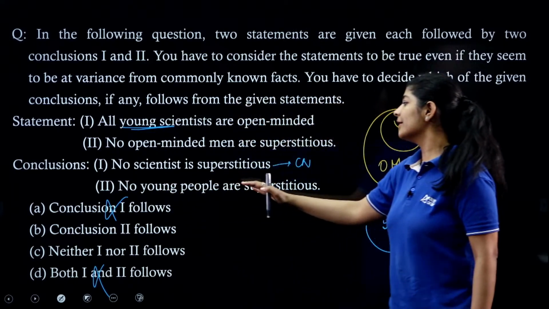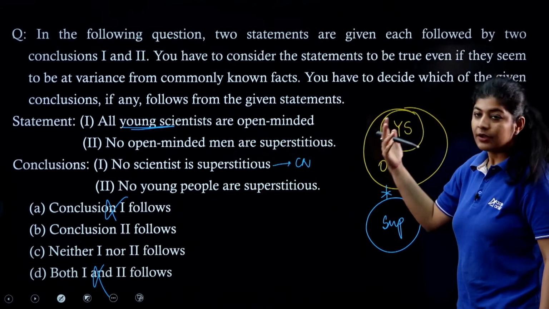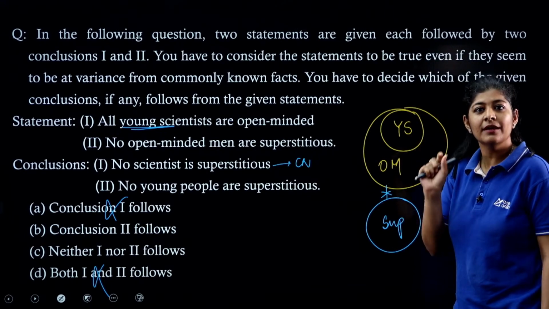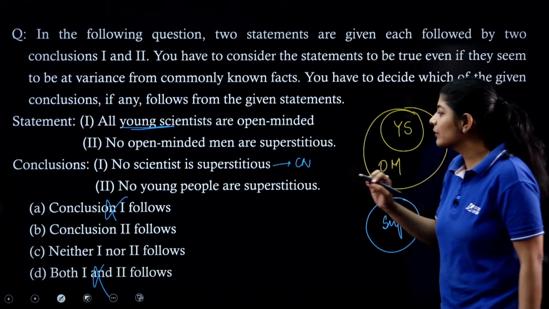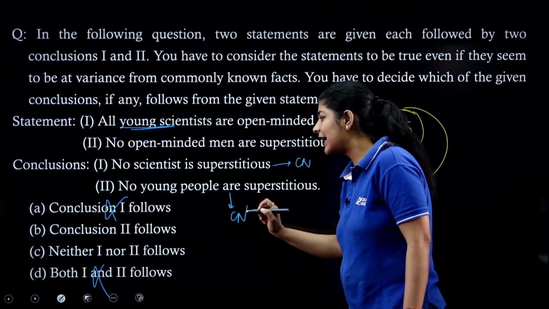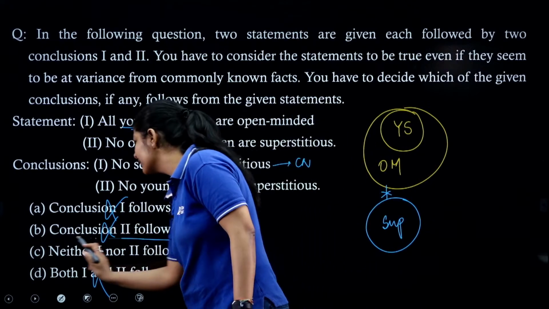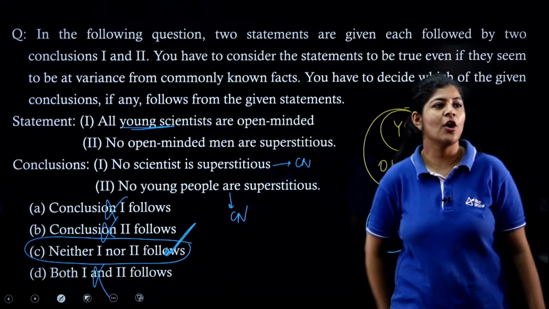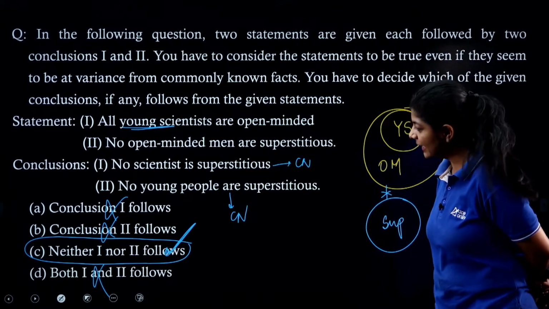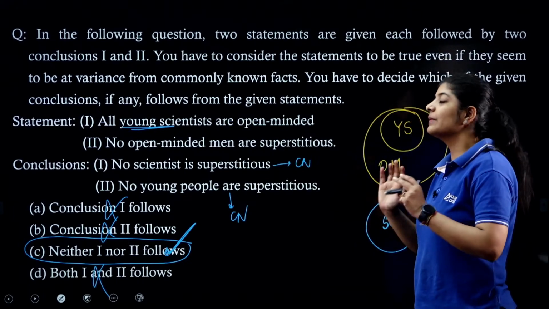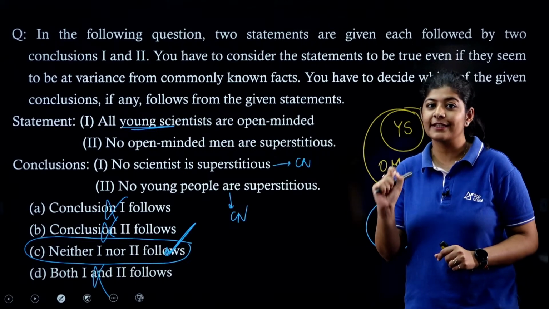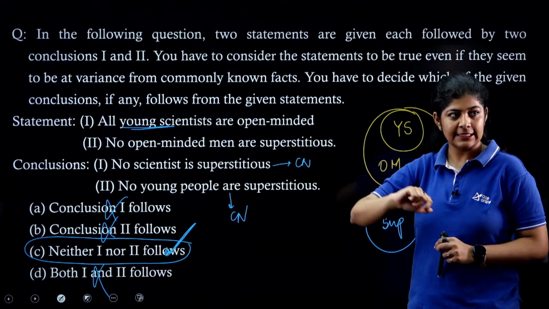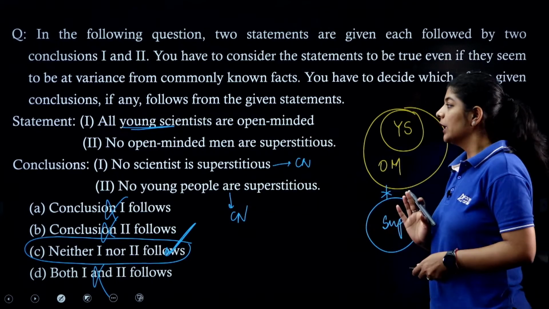Next, no young people are superstitious. Are we sure about the whole young people? No, we are only sure about the young scientist. We are not sure about anyone else. So this is also considered can't say. That means this option is also eliminated. And the correct answer over here is your option number C, right? So here what we need to do is simply take care of each and every given term that we have under the statements as well as the conclusions. Is it clear? Okay.